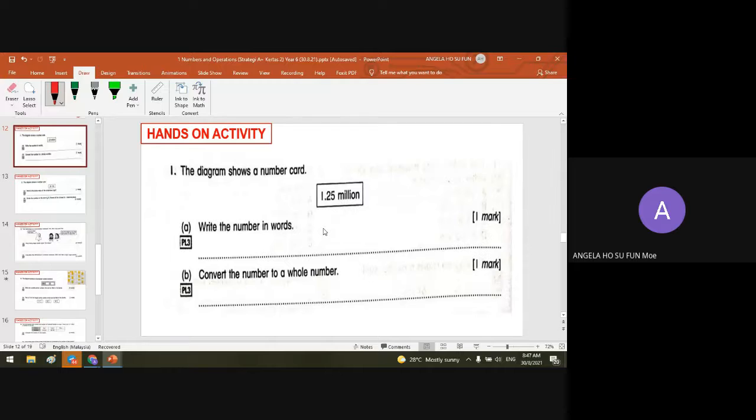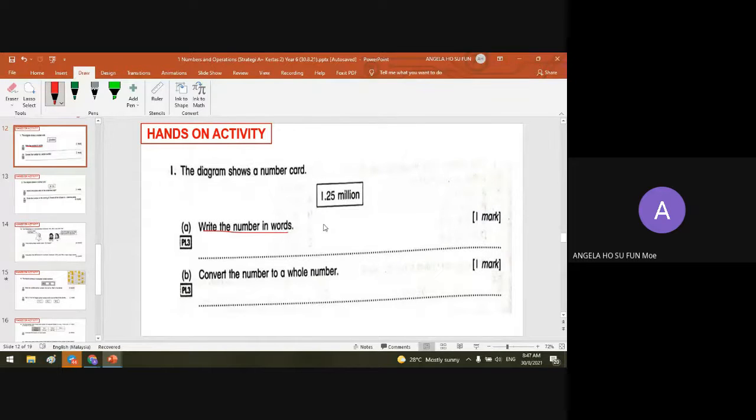Get ready your draft paper to do the calculation. I give you 10 seconds. Question 1A, what is your answer? If you calculate earlier, you can say it earlier. Just turn on your mic and say out your answer. What is your answer? 1,250,000. 1 million. Okay, write in words. 1A, write in words.